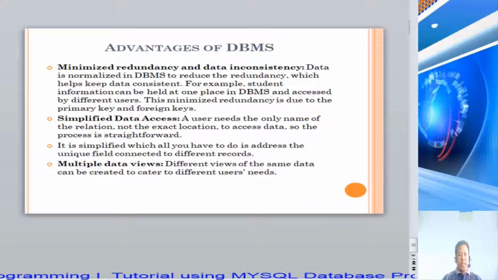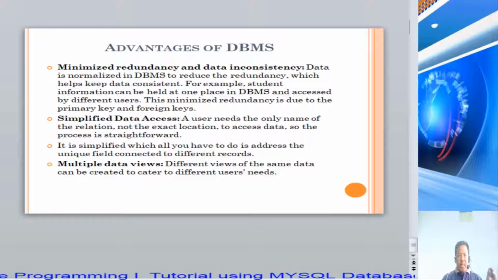Simplify data access. The user needs only the name of the relation, not the exact location, to access the data. Meaning, accessing the data using the database, you simply have some specific fields that are considered unique and have a link to the different tables, in order for you to access all of the necessary data that you wanted to access. It is simplified: all you have to do is address the unique field connected to the different records.